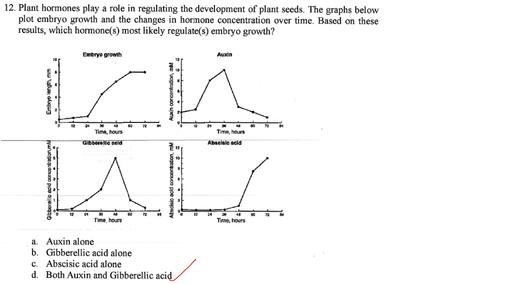Then next one. Plant hormones play a role in regulating the development of plant seeds. The graph below plots embryo growth and the changes in hormone concentration over time. Based on these results, which hormone most likely regulates embryo growth? So they have given the graph of embryo growth, then the embryo growth when auxin is added, gibberellic acid is added, or when abscisic acid is added. Sorry, the graph below plots embryo growth and changes in hormone concentration over time. It is not added, so they have checked for the hormone concentration over time. Based on these results, which hormone most likely regulates embryo growth, they have asked.